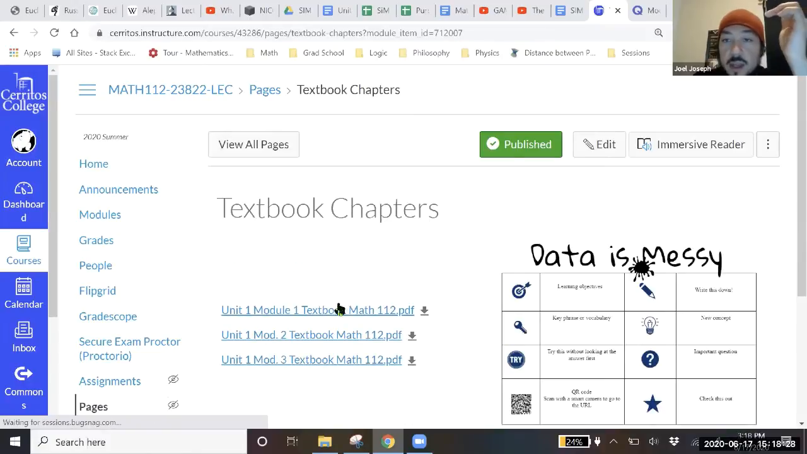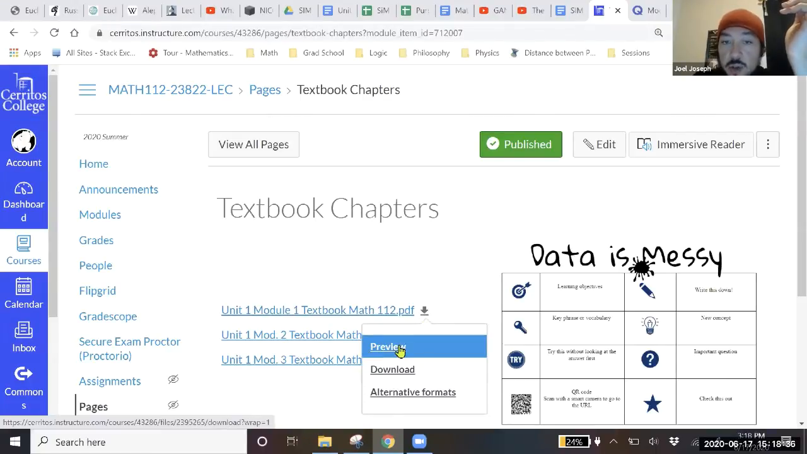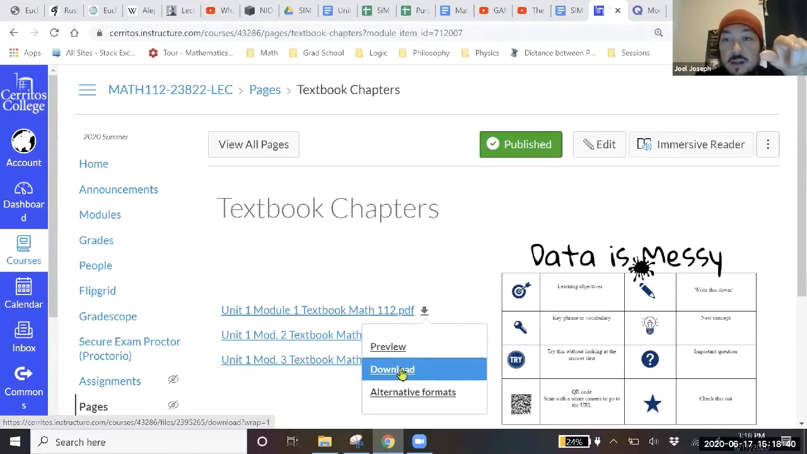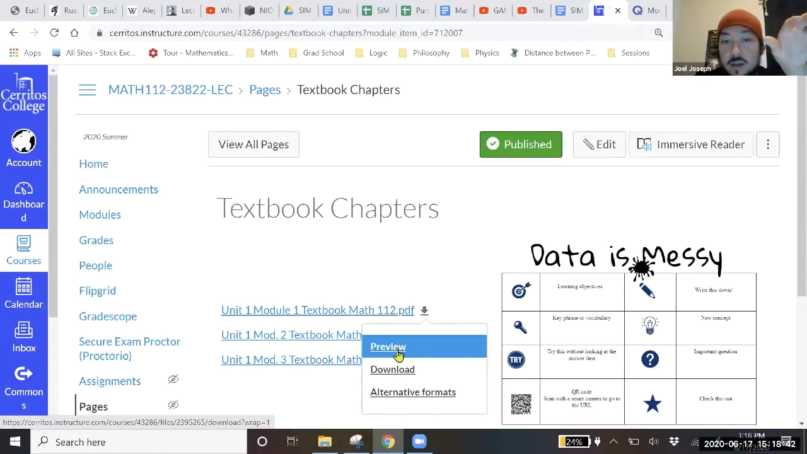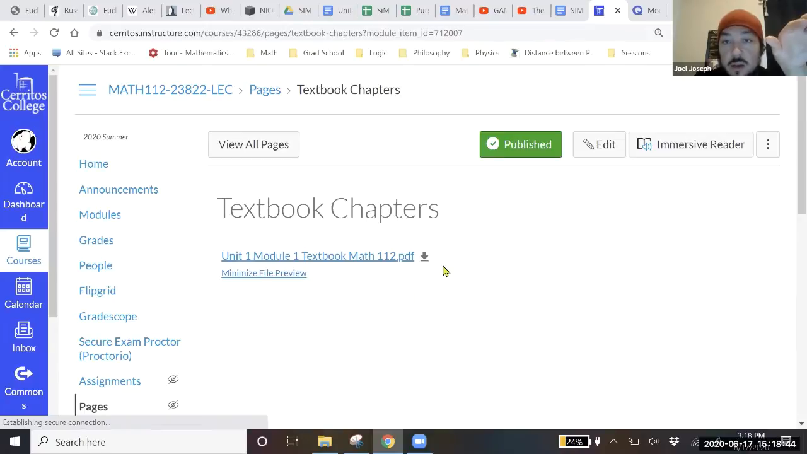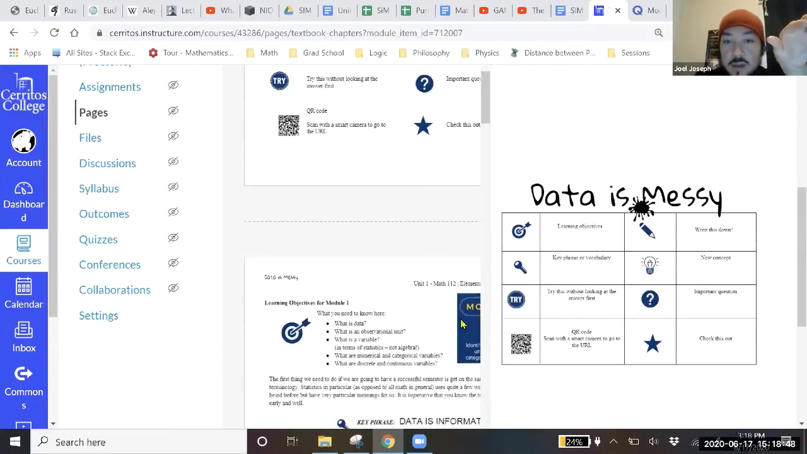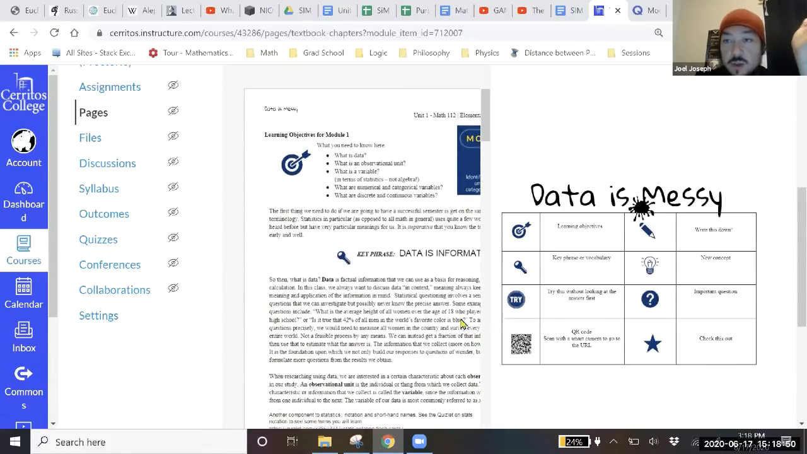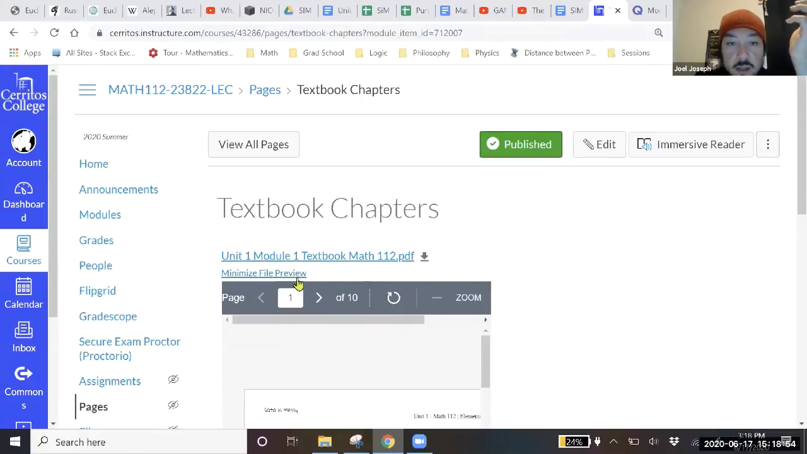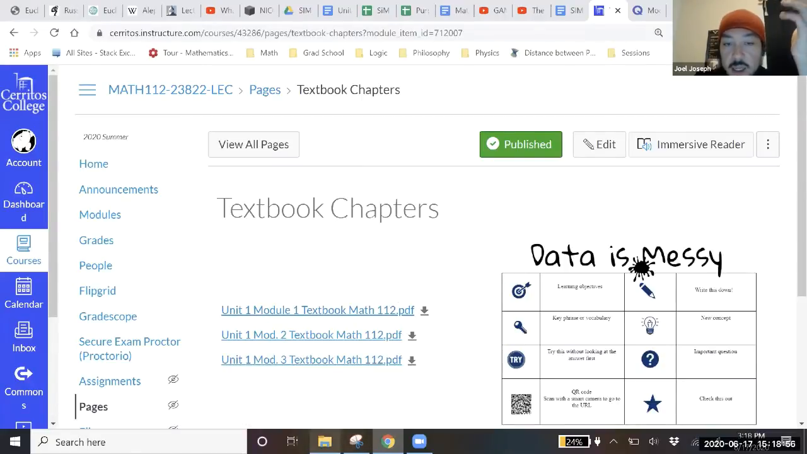So module 1 has a textbook section, and you should read these pages. It's in PDF form, so you can download it, or you can preview it right inside of Canvas. I like downloading it because it's easier to navigate. You could preview it in here, but as you can see, it doesn't display too well. Would you agree? So I like downloading it and saving it wherever I need to.